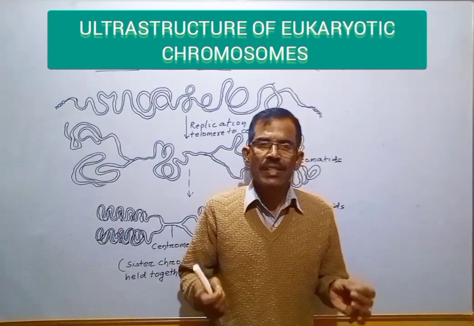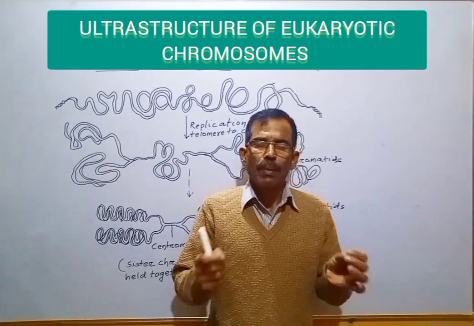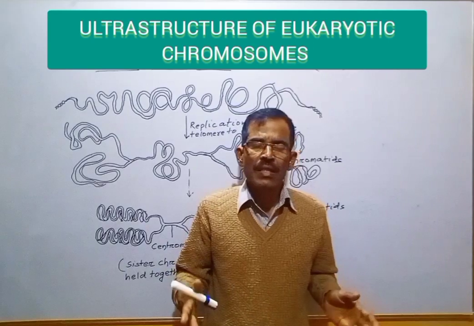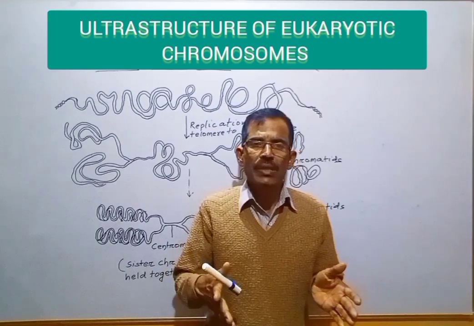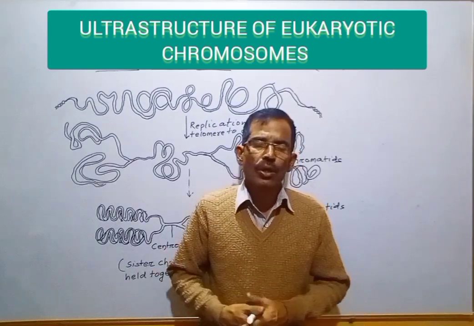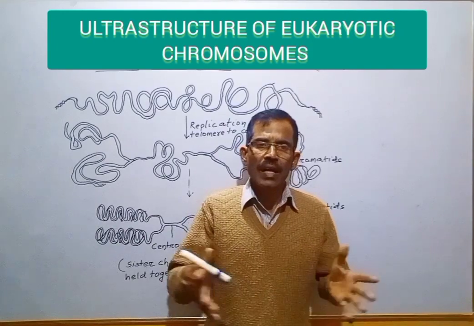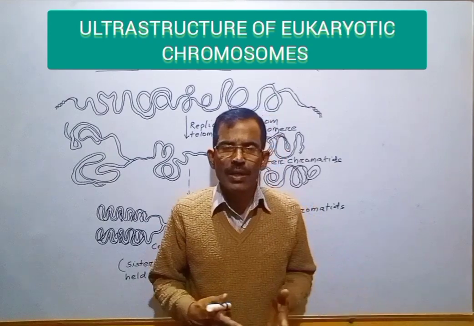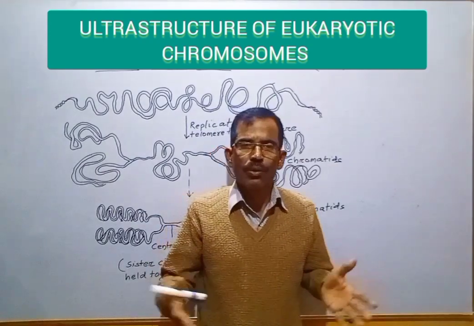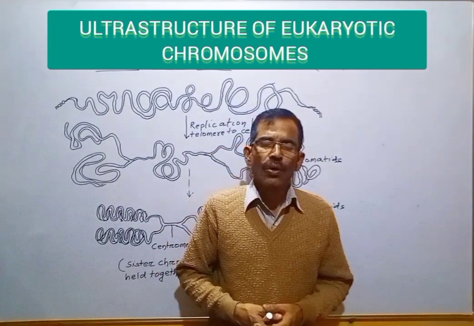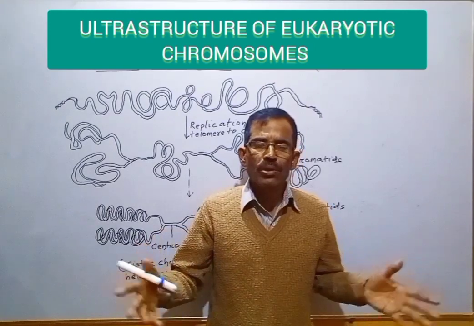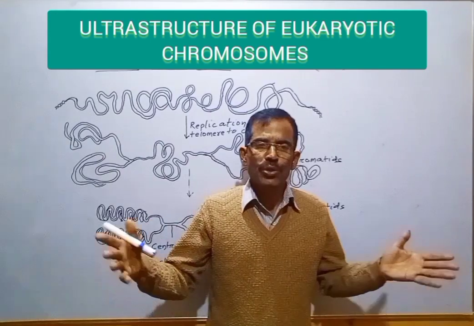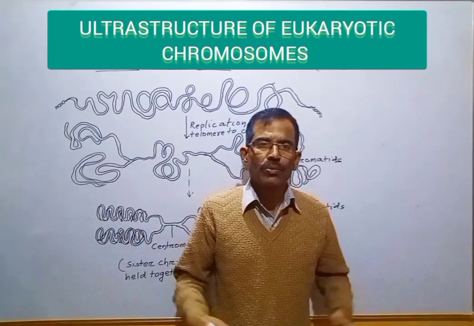So when a cell progresses from M phase to interphase, chromosomes are decondensed, but when it progresses from interphase to M phase, chromatin threads are condensed or packaged into chromosomes. So friends, today we shall discuss how chromatin threads, which are long molecules of DNA double helix, are condensed into rod-shaped structures called chromosomes.